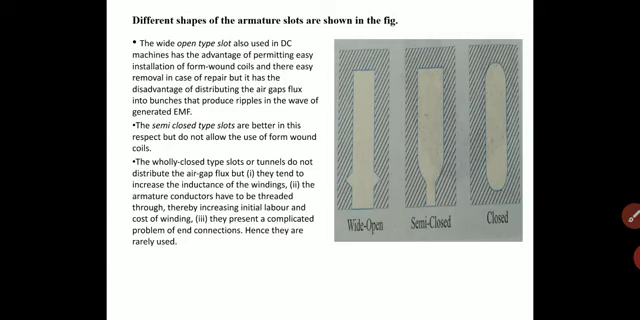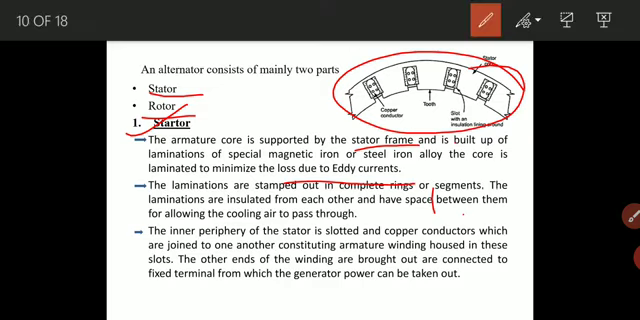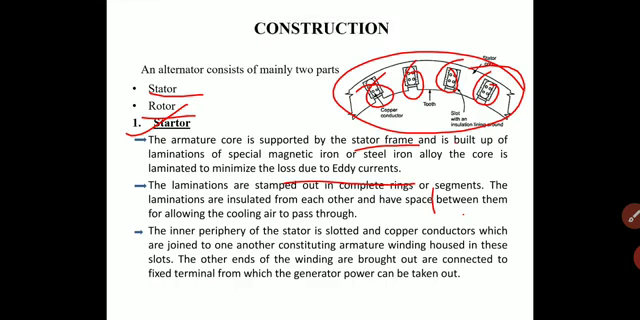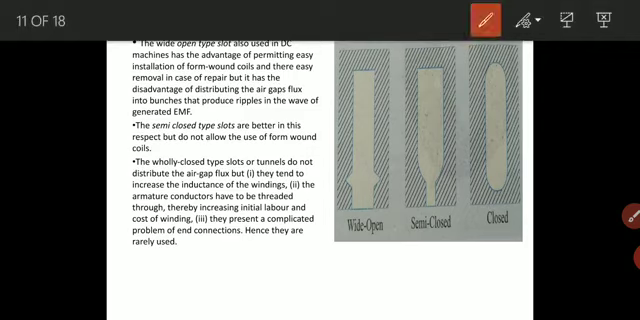Different shapes of armature slot. Here you see that these are the armature slots. The armature consists of a number of slots, which hold the copper conductors or copper wire. So these slots are of different types. Three types of slot are there: wide open, semi-closed and closed.